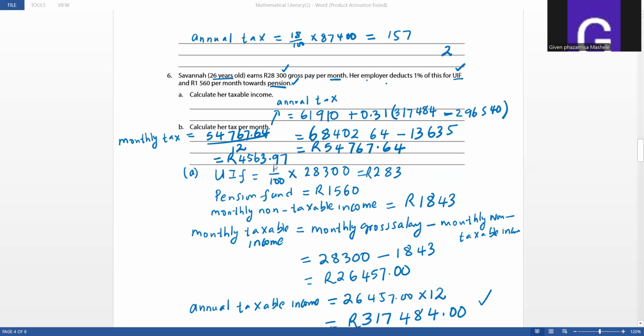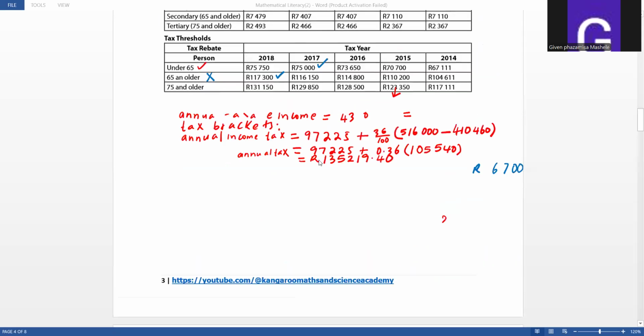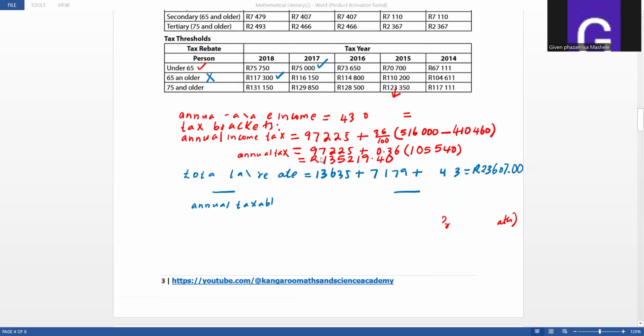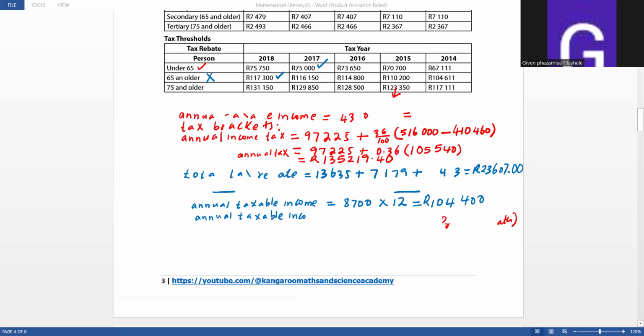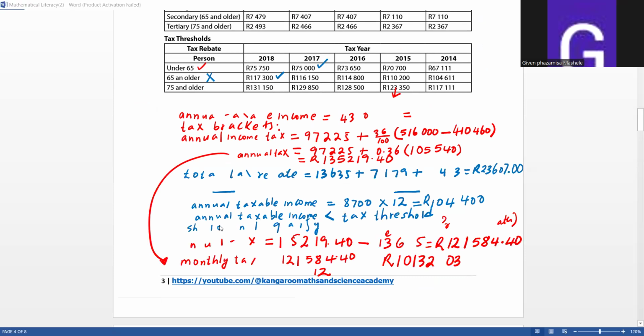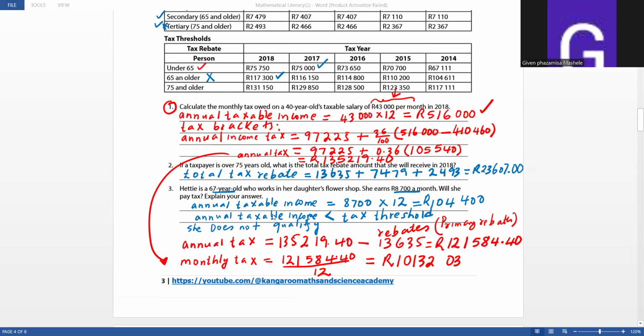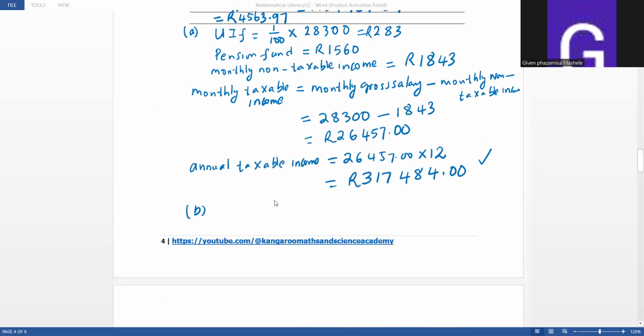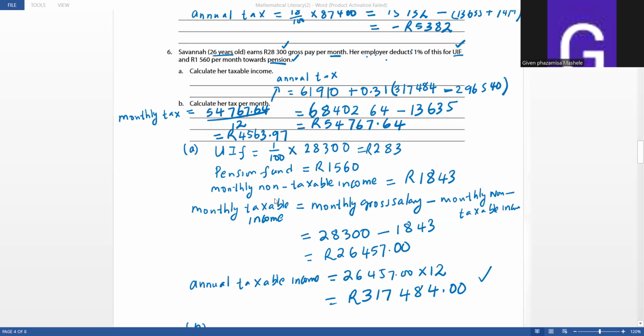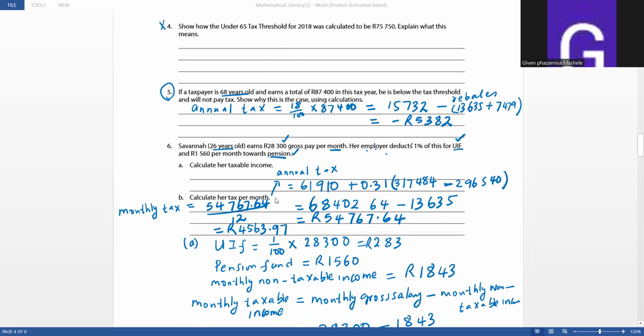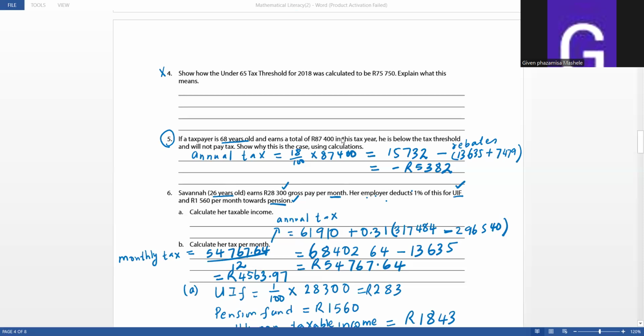Okay, let's look at the last question. By the way, it was number 4. Okay, there is the question. It says show how the under 65 tax threshold for 2018 was calculated to be 75,000. Explain what this means.